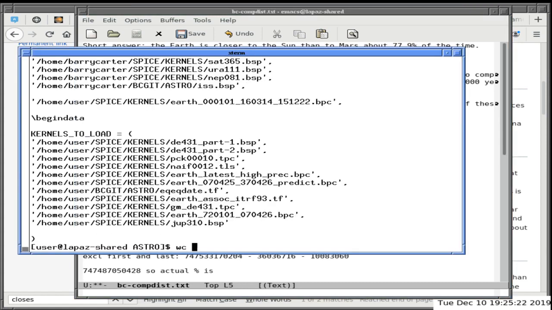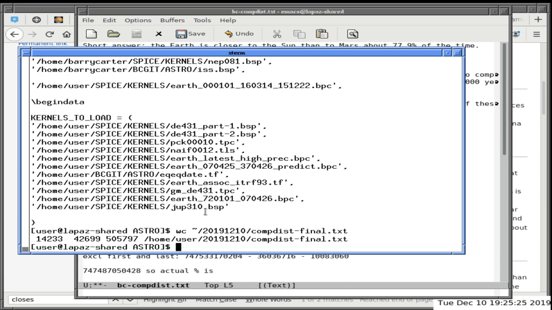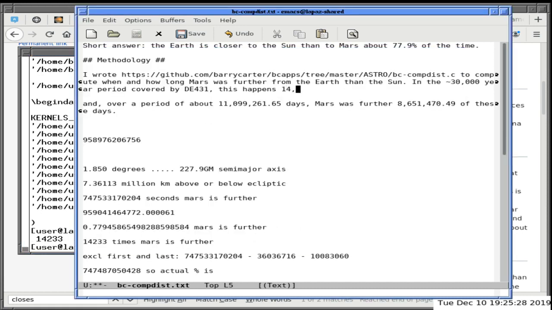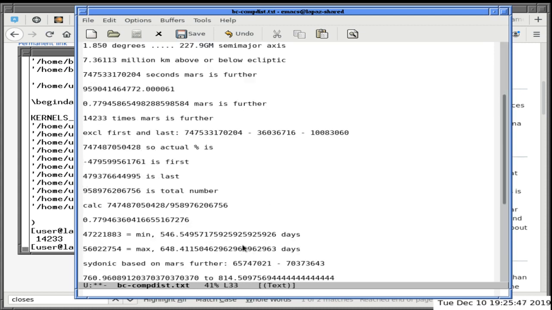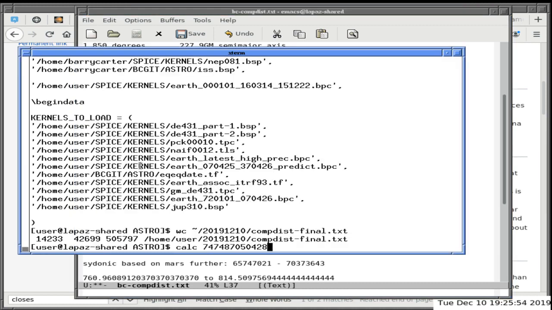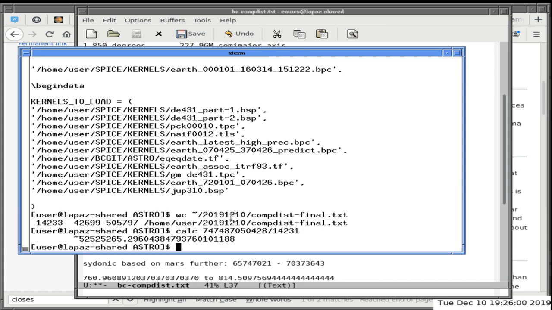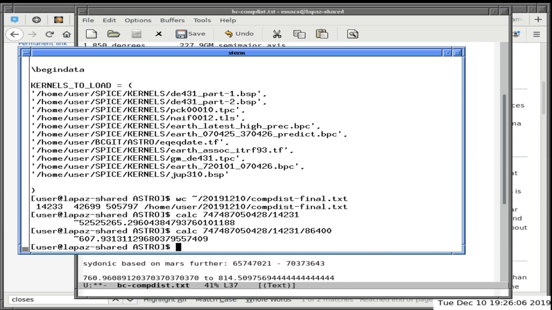tempted to say approximately because I don't really want to, 14,000, this happens 14 times, with an average length, for an average duration of, so now we need to say, this number over, and I really now need to say 14,231 times, because those are the only ones I can count. And that's seconds, so let's divide that by 607.93 days.